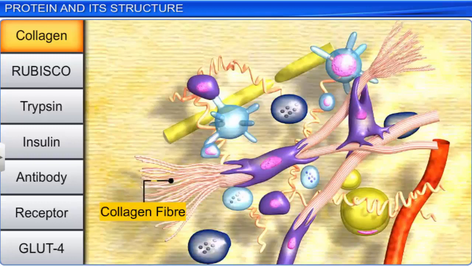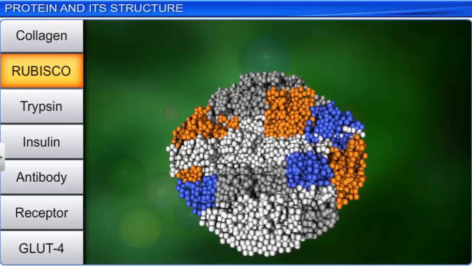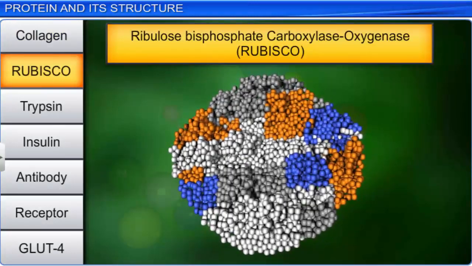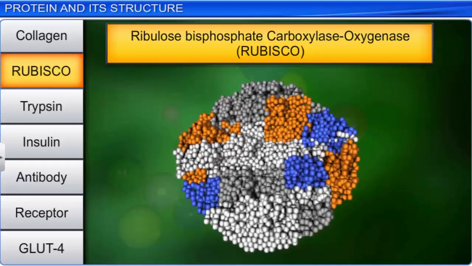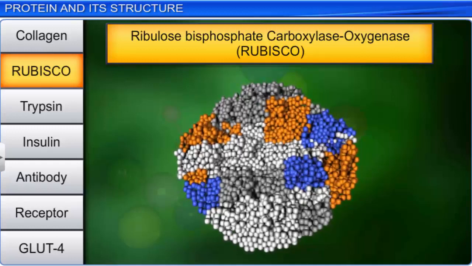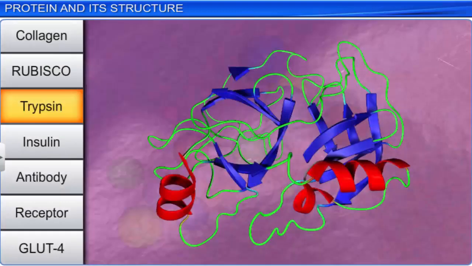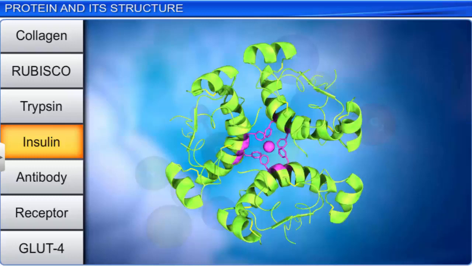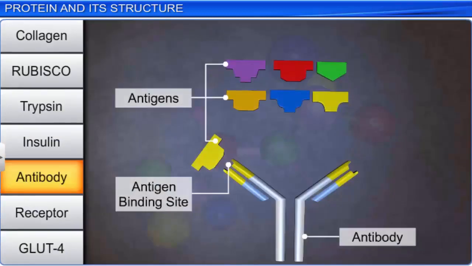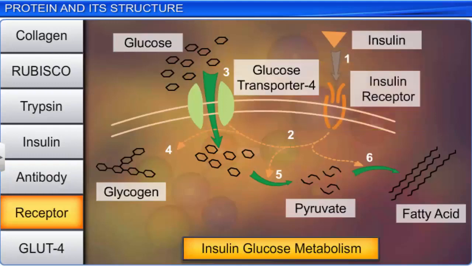On the other hand, ribulose bisphosphate carboxylase oxygenase, or Rubisco, is the most abundant protein in the whole of the biosphere. It acts as a catalyst during the process of carbon fixation. Trypsin acts as an enzyme, and insulin acts as a hormone. Another protein called antibody helps fight infections. Receptor, another protein, helps in sensory reception, while glucose transporter 4 or GLUT4 helps in transporting glucose to the cells.